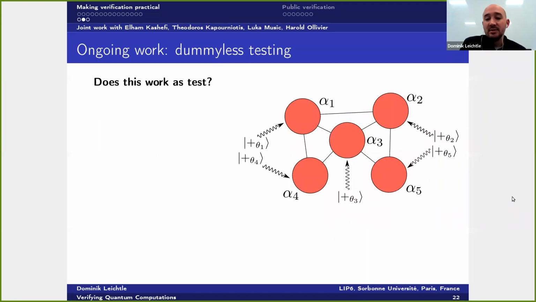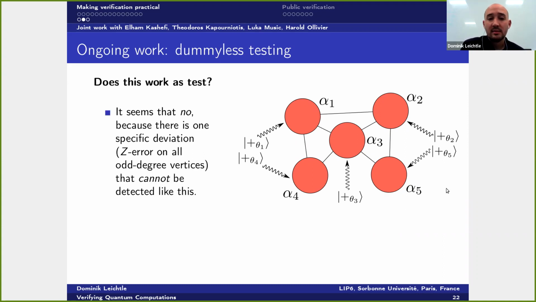So the question is, can we do something like this? Can we basically get tests where the client initializes the qubits now with states in a single plane, only in the XY plane, and then still perform testing on this? And while we were looking at this, the sad first answer that we found is no, because there is actually some very specific deviation that we can show is impossible to detect with these kind of mechanisms. And well, if we cannot detect all kind of deviations, then we can't be sure that the outcome that we get in the end is actually correct, because it might have been corrupted by one of those.